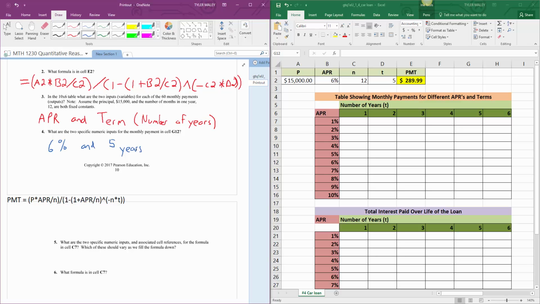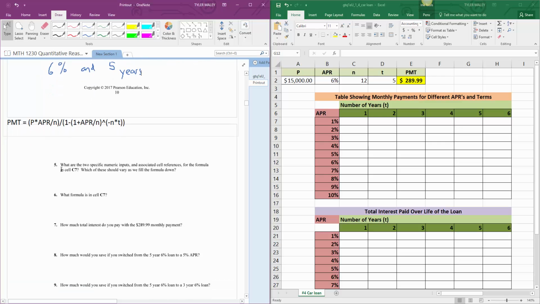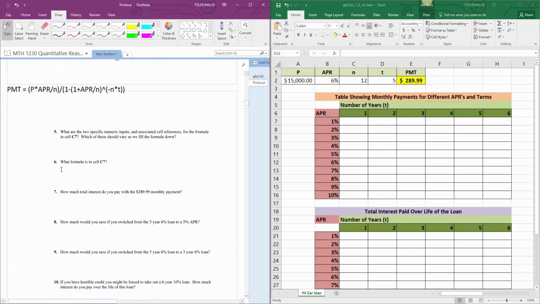So then going down to question 5, it says, what are the two specific numeric inputs and associated cell references for the formula in C7? Which of these should vary as we fill the formula down? So we're thinking about inputting a formula in C7. What are the two specific numeric inputs? The two specific inputs for C7 would be 1% and 1 year. These are my inputs.